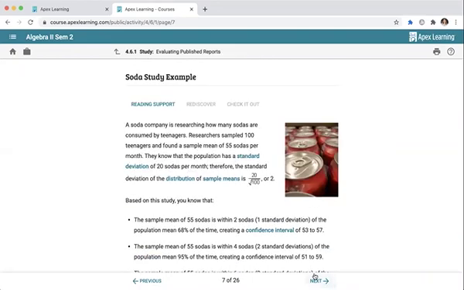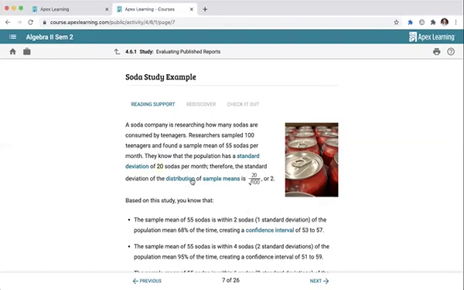All right, so then here, the soda study example. It's looking at how many sodas are consumed by teenagers. They know the standard deviation is about 20 sodas per month. The sample mean, the average amount, is 55 sodas, plus or minus the standard deviation of 20. So people could go up to as much as 75 and as low as 35 sodas. That's the standard deviation there.